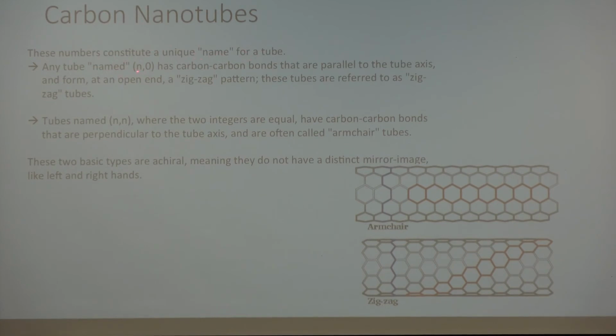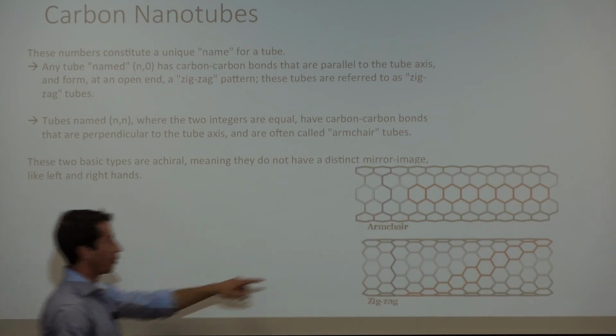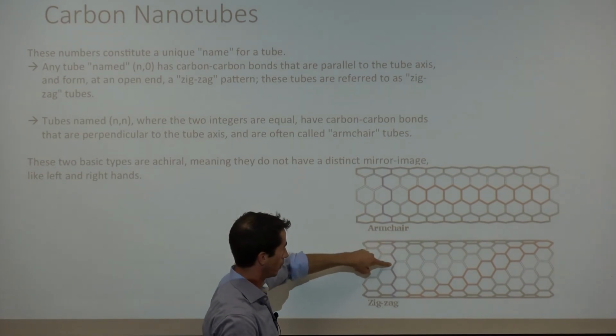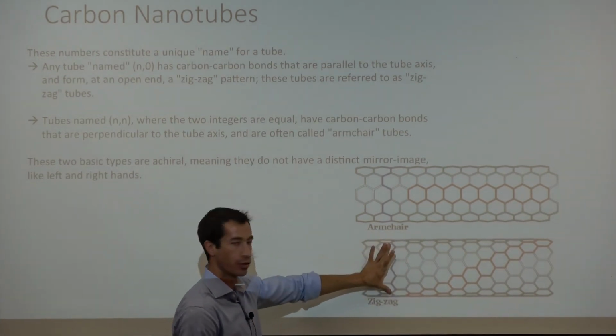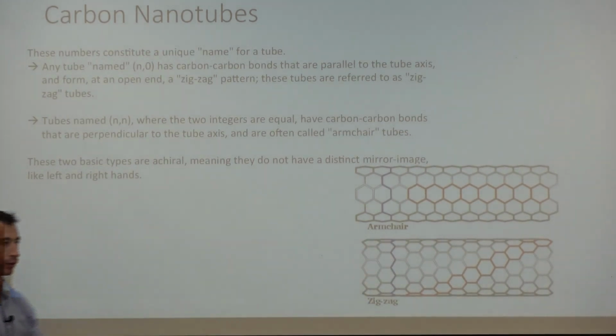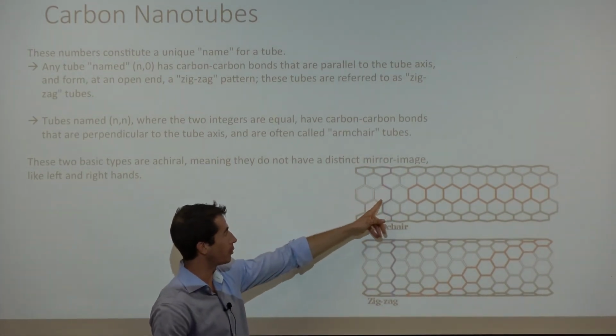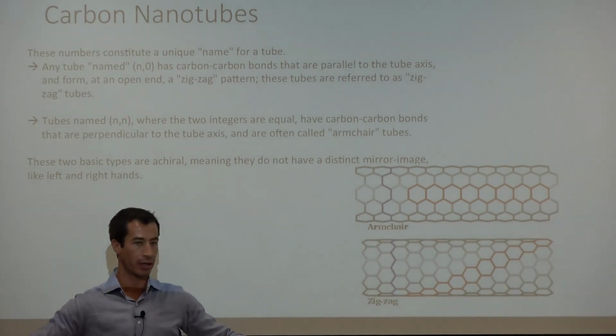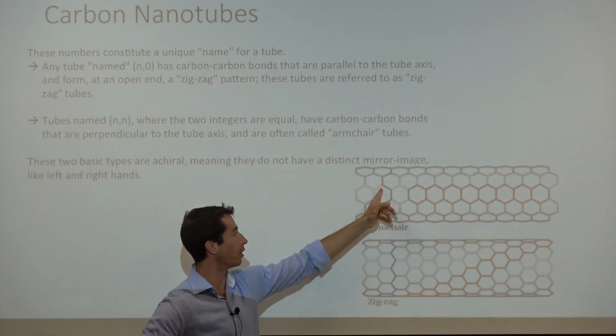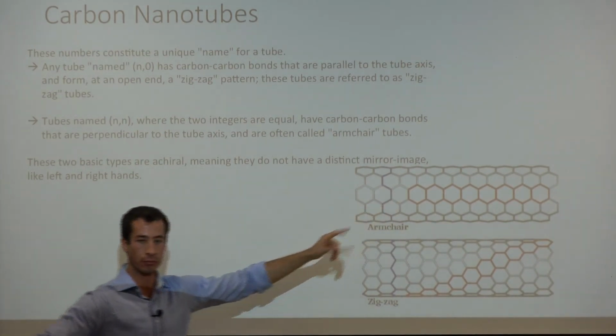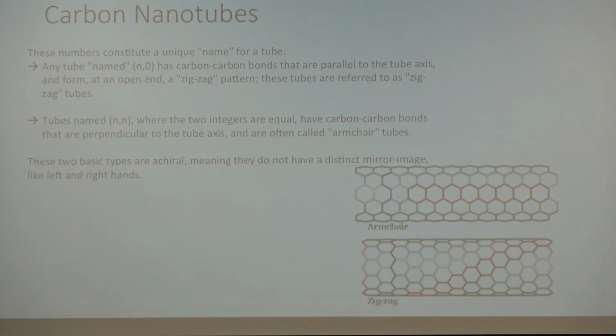And if it's N0, then the carbon-carbon bonds are parallel to the axis of the tube, okay? And this results in a zigzag pattern on the edge, right? This is the zigzag that you're looking at. Whereas in chemistry, they call this armchair. You could kind of think of like you're sitting in this, and this is one arm and this is the other arm, right? Doesn't look very comfortable.